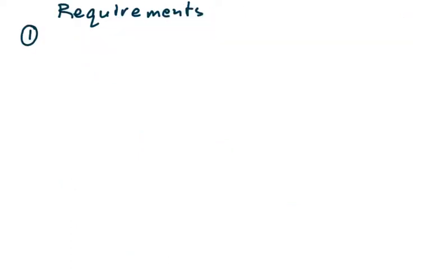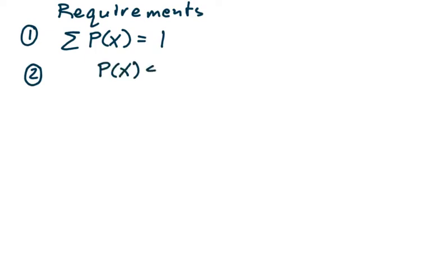All right, real quick, requirements for a probability distribution. The first one is that the sum of all of the probabilities has to be equal to a grand total of 1. And then second, each of the individual probabilities has to be between 0 and 1 inclusive.